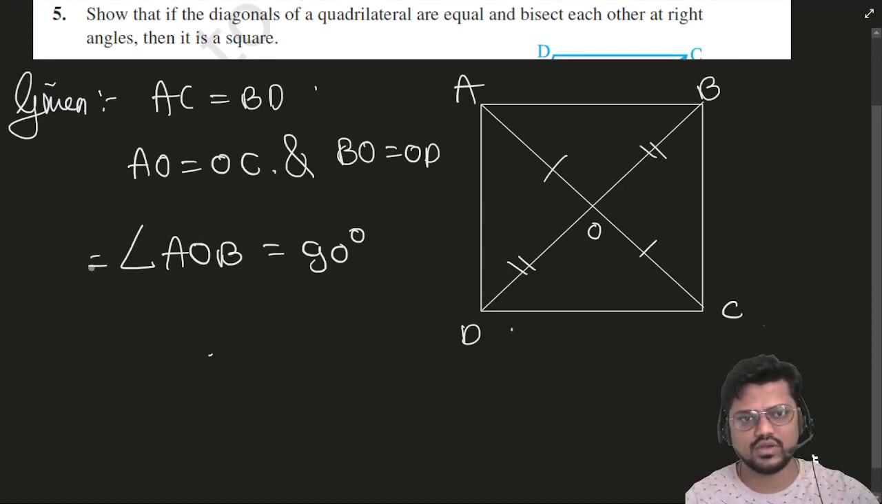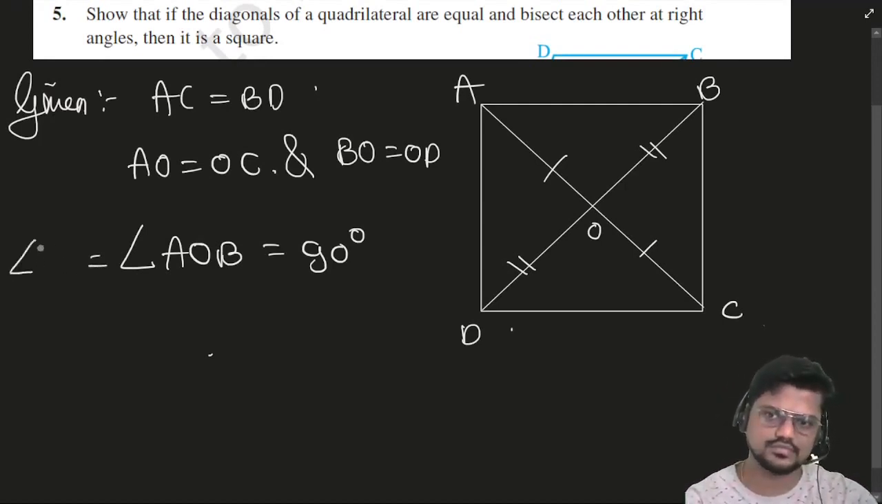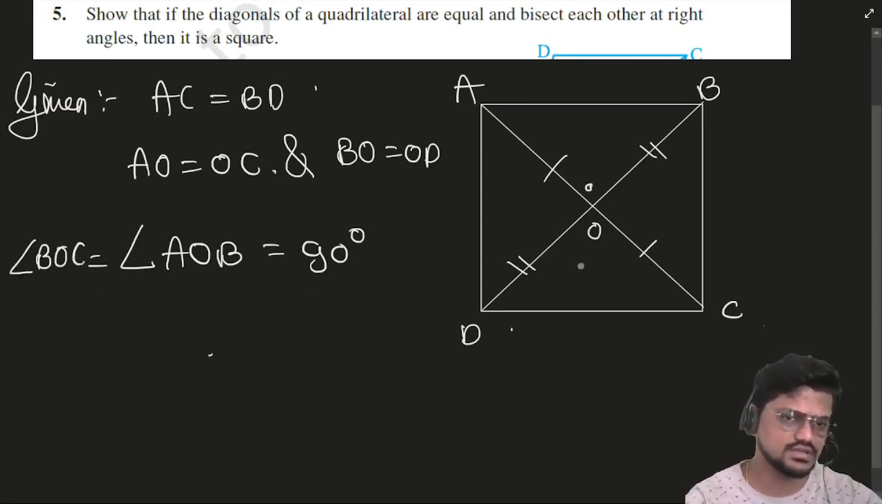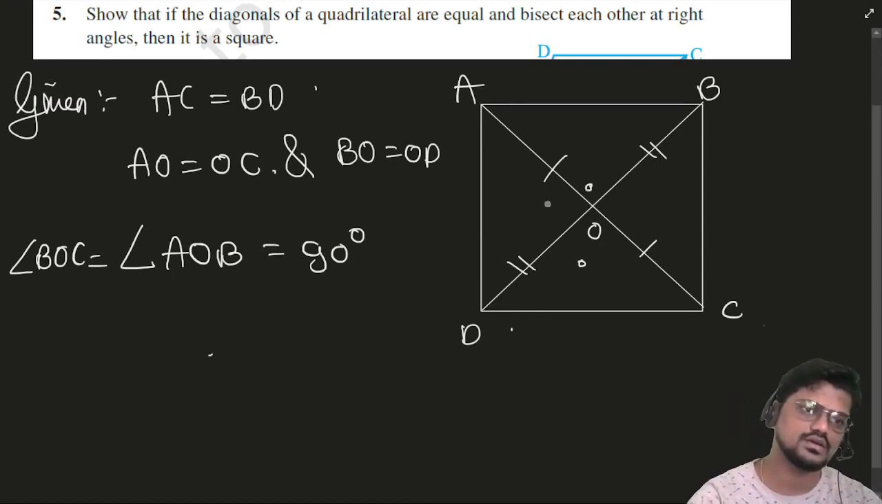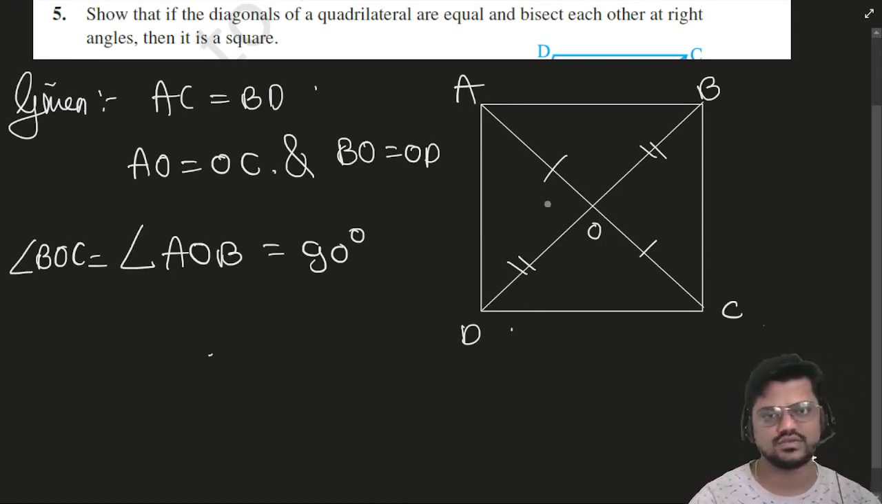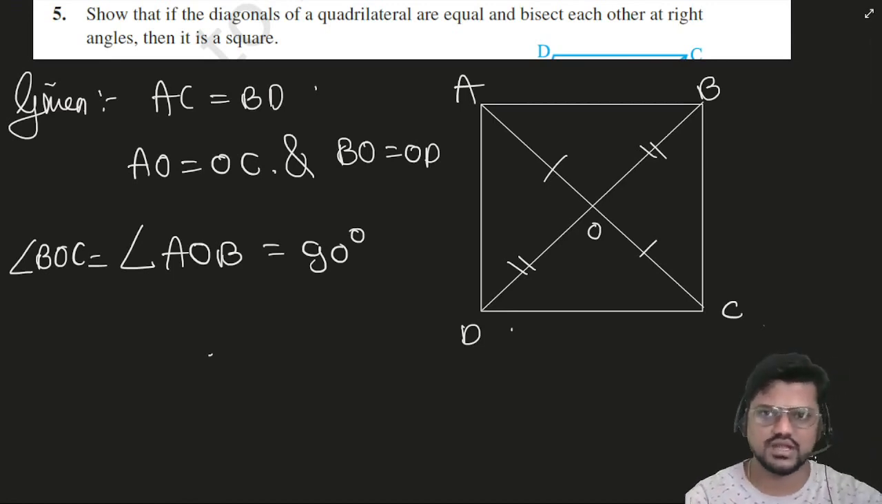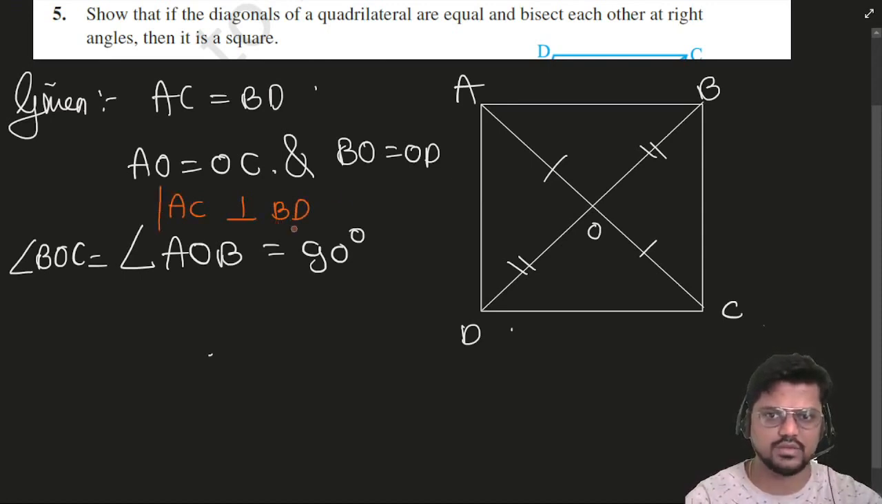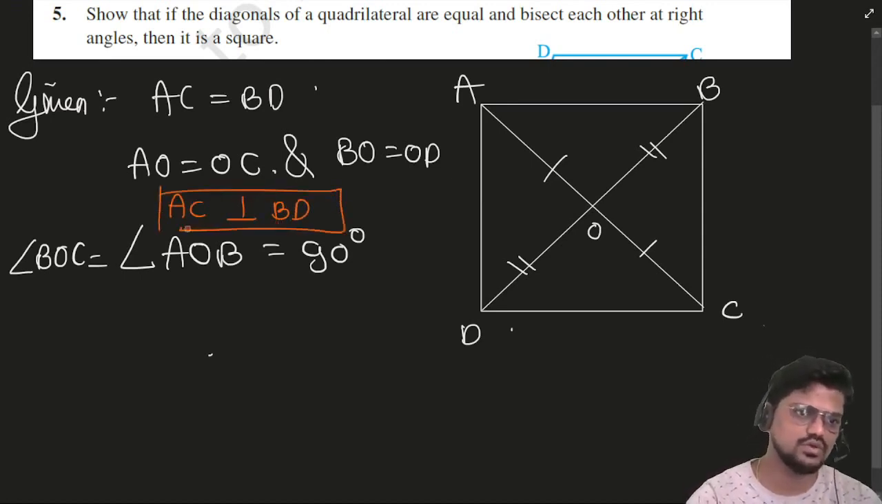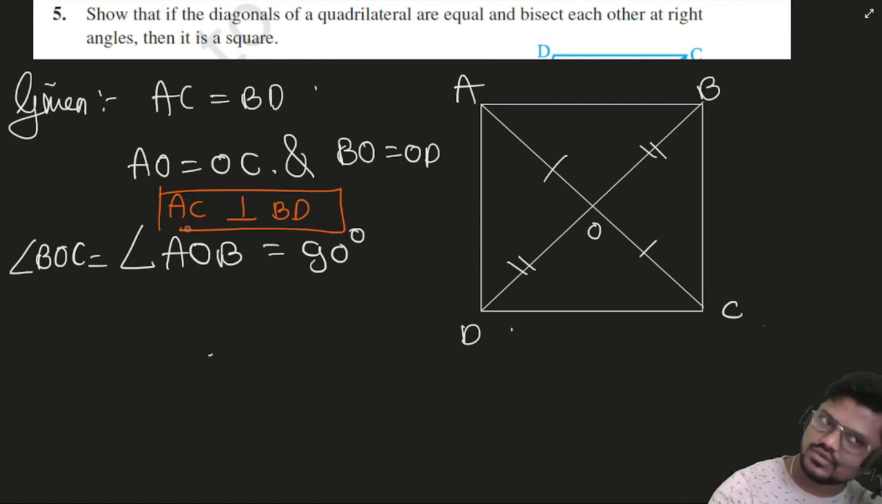Angle AOB, or you can also say angle BOC. Even if you write up to this, that is sufficient because this is 90, this will be 90, this is 90, this will be 90. That's why they are bisecting each other. You can also say AC is perpendicular to BD. I hope you are aware of this. You guys know this or you don't know? Yes, sir, we know.